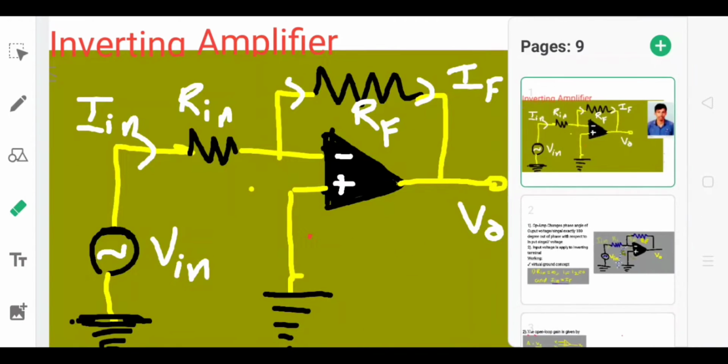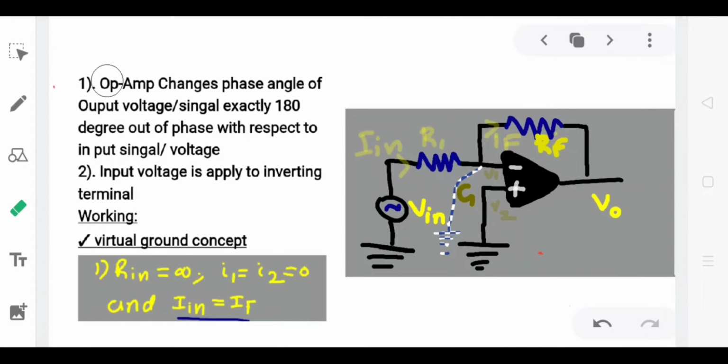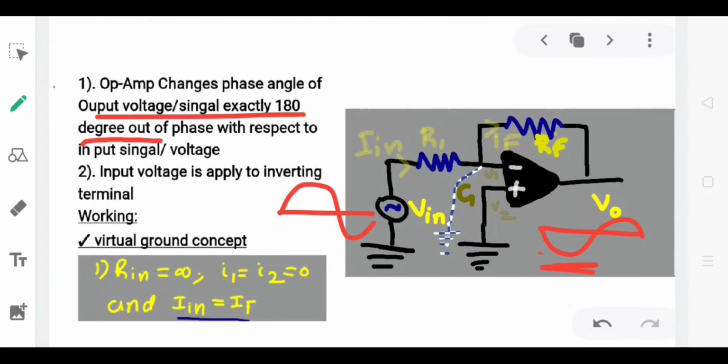Next, the definition. The op-amp changes the phase angle of the output voltage or signal exactly 180 degrees out of phase with respect to the input signal. Means if you apply a signal at the inverting terminal, the output is inverted. How much inverted? The output voltage is exactly 180 degrees out of phase with respect to the input signal. Means 180 degrees is inverted. The input voltage is applied to the inverting terminal.